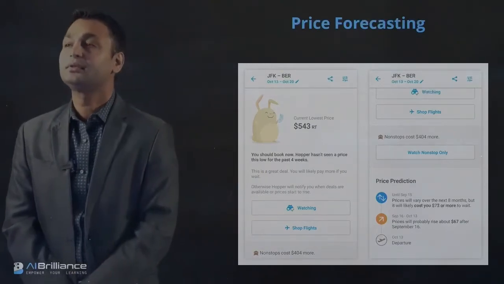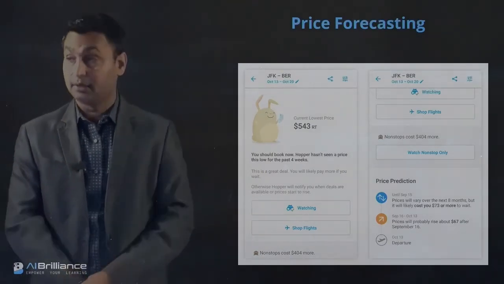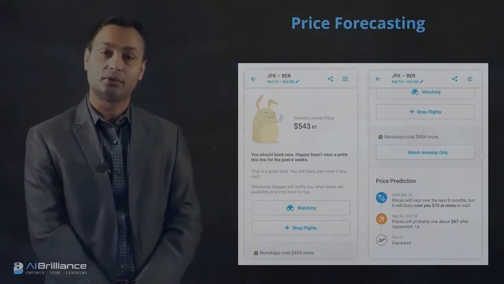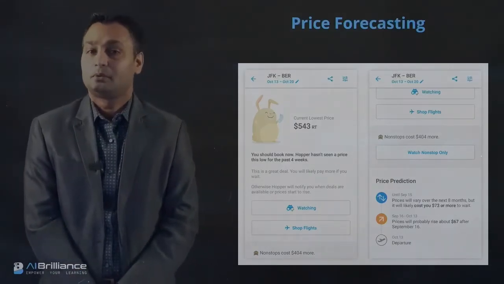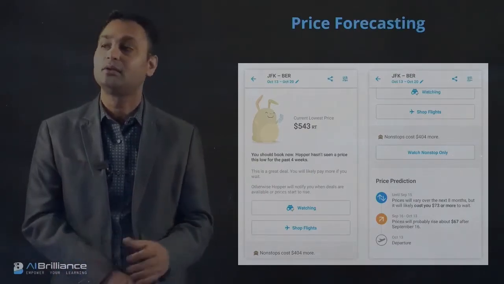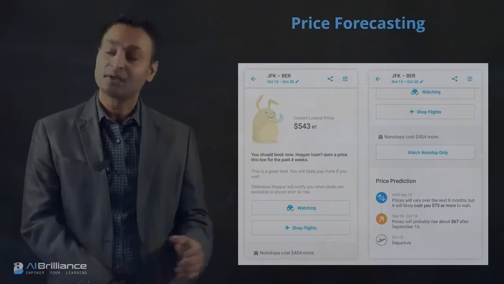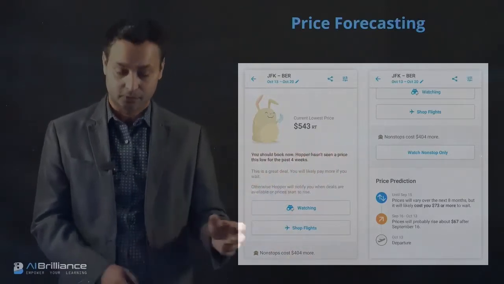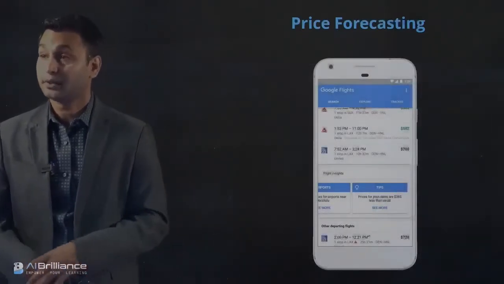So this is in flights, and the same thing also happens for the hotel industry. Depending upon how many rooms have sold and other things, there is continuous dynamic pricing, and there are a lot of web apps that give you similar price forecasting for booking hotels and so on.